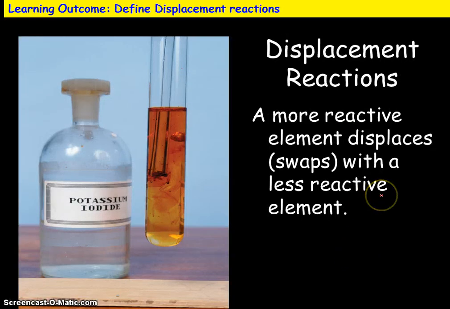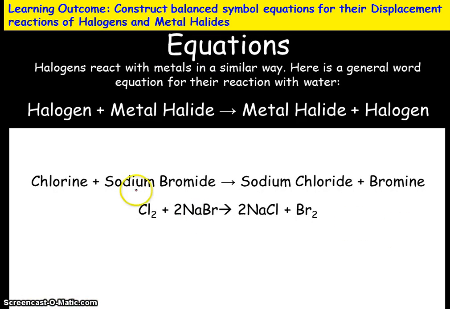So another key feature of the halogens is that they can undergo displacement reactions, and a displacement reaction is when a more reactive element swaps with a less reactive element. So as an example, chlorine is at the top of group 7. Fluorine is above it, but we tend to ignore fluorine because it's the most reactive element, so it's slightly different. Bromine comes next, and then iodine. At the bottom there's astatine, but again that's radioactive, so we just ignore that.